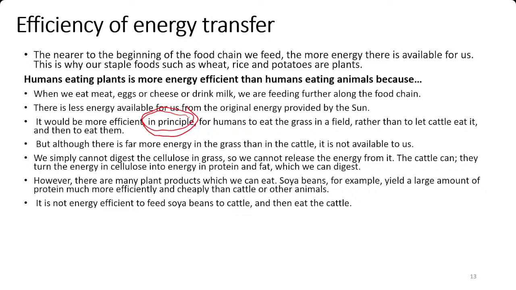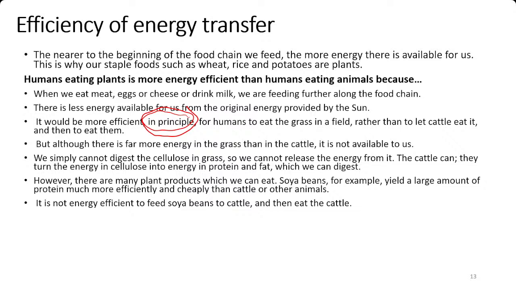Let's do this: for humans to eat the grass in the field rather than to let the cattle eat it, but then to eat the cattle itself. But although there's far more energy in the grass than in the cattle, it's not available to us. Why? Because we cannot digest the cellulose in grass, so we cannot release the energy from it. Whereas the cattle can digest the cellulose, so they turn the energy in cellulose into energy in protein and fat, which we can digest. However, there are still many plant products that we can eat.